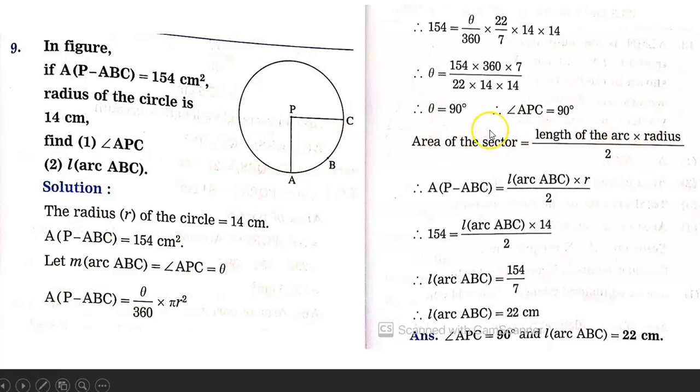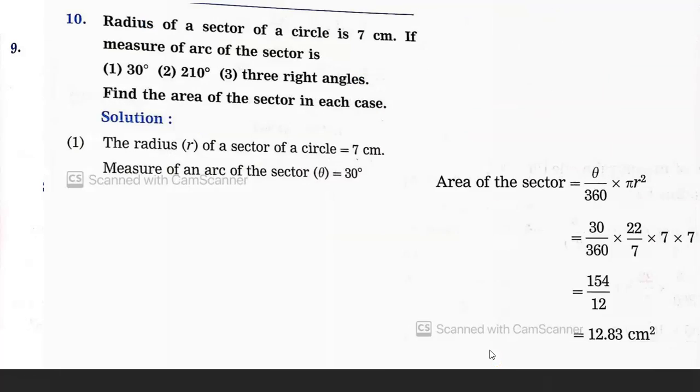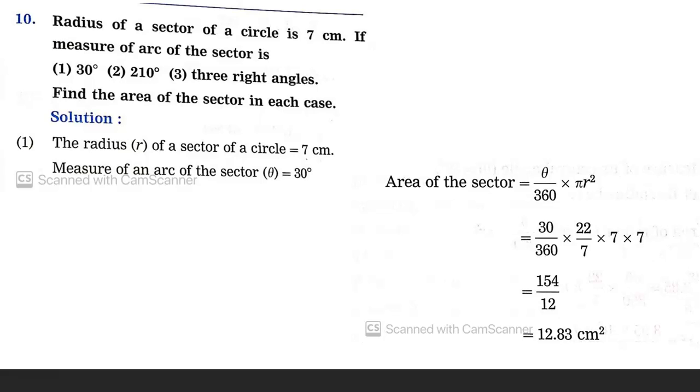Let's move to next. I'm going to use this formula. Area of sector is equal to length of arc into radius upon 2. So area of sector PABC is equal to length of arc ABC into r upon 2. This is known to me, 154. This I need to find out. So I'm going to keep it as it is, length of arc ABC into 14 upon 2. So this is 7 times length of arc ABC equals 154. Length of arc ABC is 154 upon 7, which is 22 centimeters. So I found out both. Write them as final answer. And let's move to question number 10.